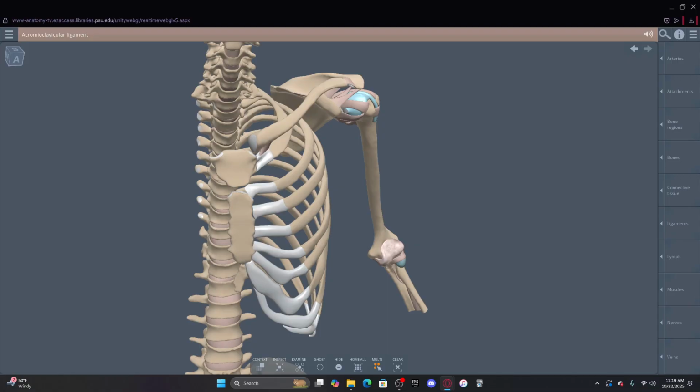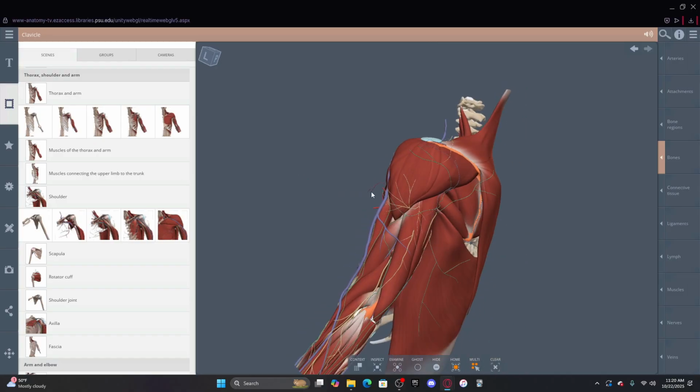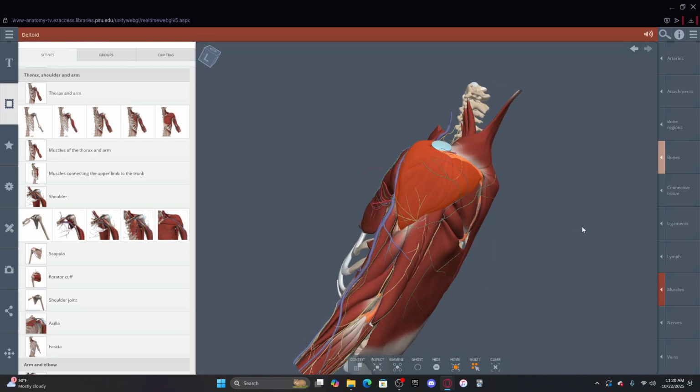Let me get that open for you guys. All right, so the first muscle that we're going to look at is the deltoid. Our deltoid is this big muscle on our shoulder, right? The deltoid.